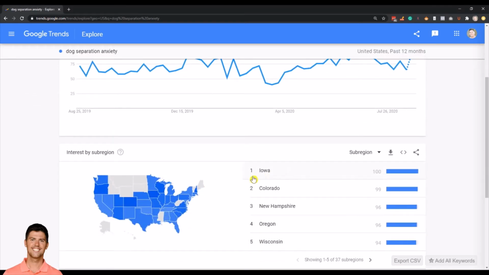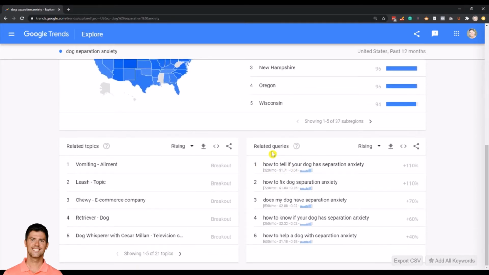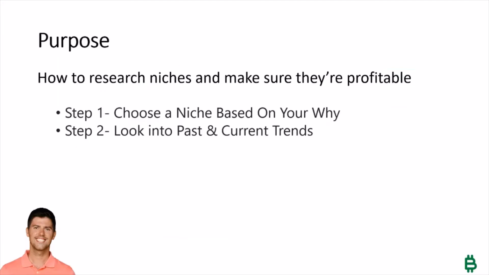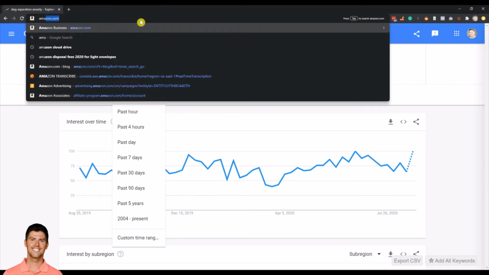You can see the states that are interested in this keyword. And then I can look at some of the related queries, which are how to fix dog separation anxiety, how to tell if your dog has separation anxiety, etc. Now, going back to our slide deck, the next step is checking the niche market value. So I'm going to go back to my browser and go to Amazon.com.